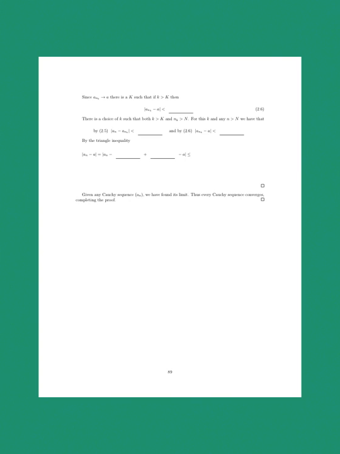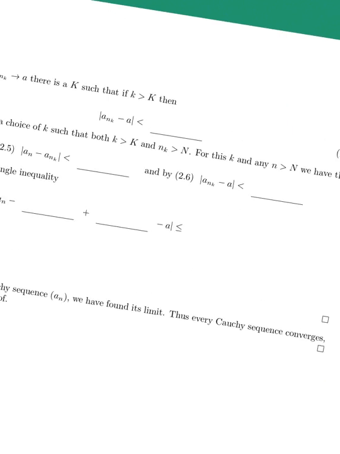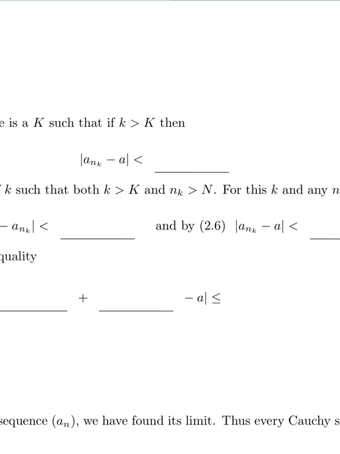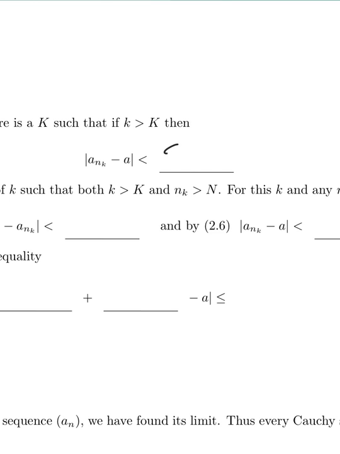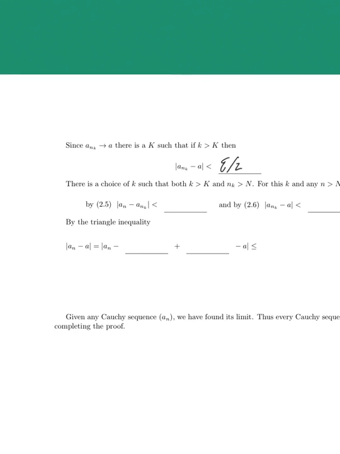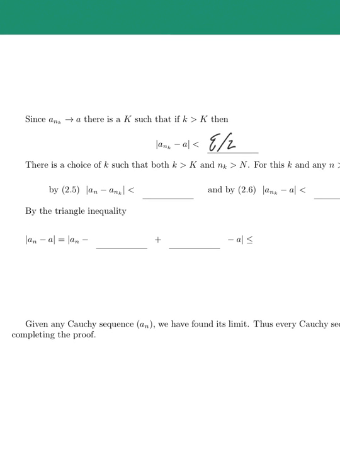All right, so I've written down what we get out of the assumption that a sub n is Cauchy. I also know that the subsequence a sub n sub k converges to a. Because a sub n sub k converges to a, there is some threshold number big K, such that if little k is bigger than big K, then the distance from a sub n sub k to a is less than, I need this, epsilon over 2. Cool.